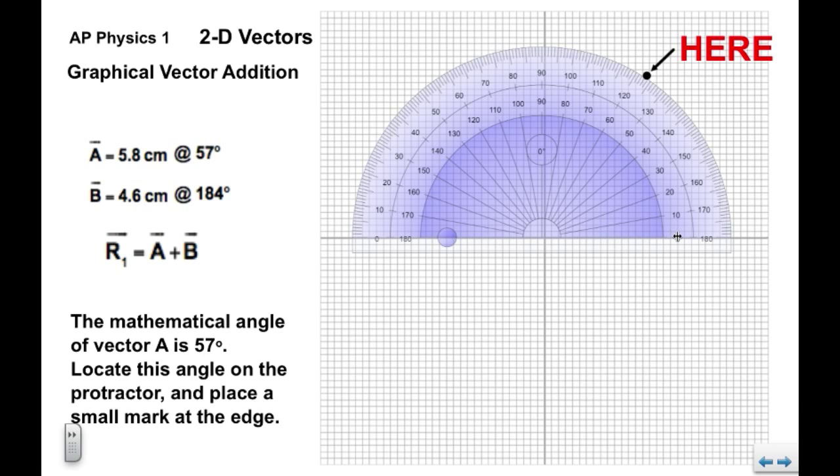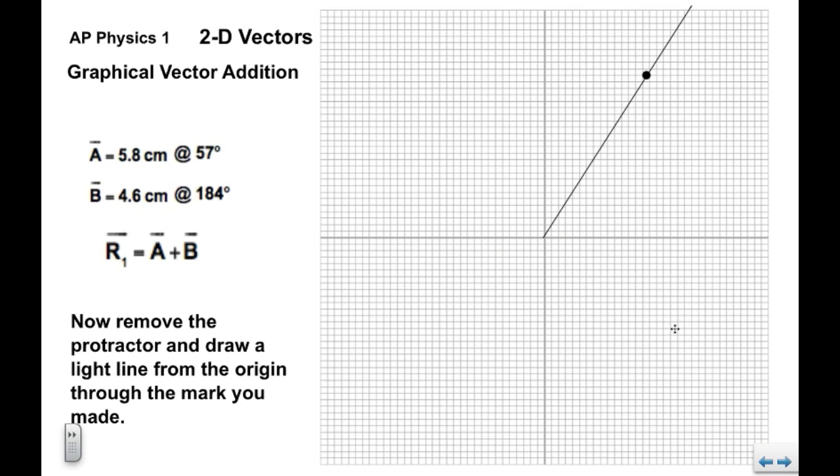So we're going to look at our protractor, measure up to 57 degrees, which is here, and we're going to put a little mark at the edge of the protractor at 57 degrees. Take the protractor away and then draw a light line using your ruler from the origin through the mark that you made at 57 degrees.